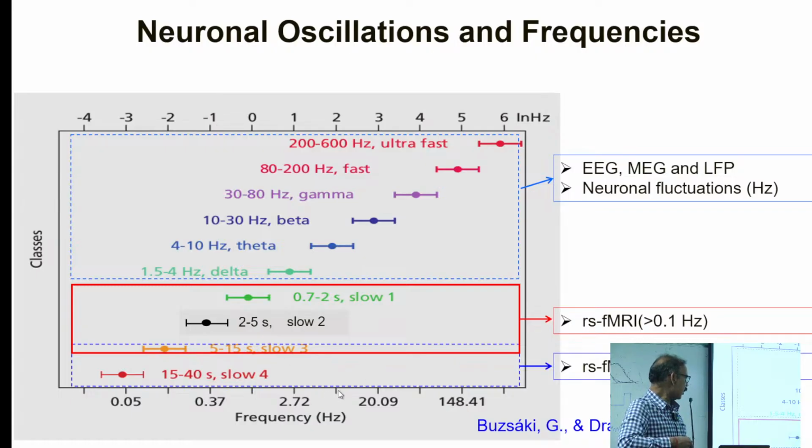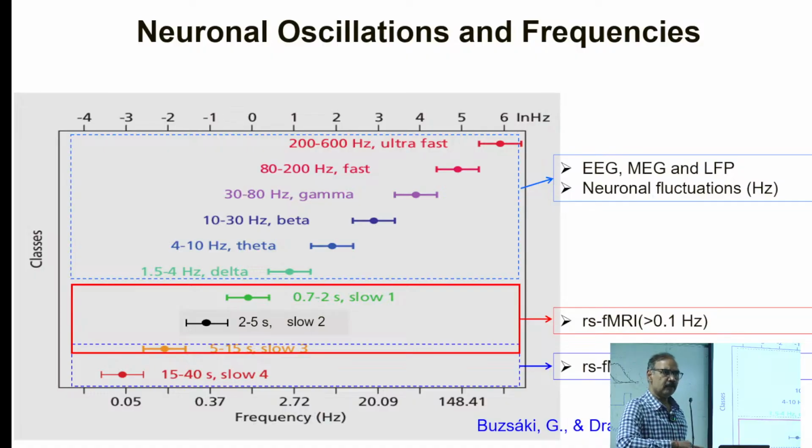In electrophysiology, in this band, there are four frequency ranges, right? Slow 4, which is 15 to 40 seconds. Slow 3 is 5 to 15 seconds. Slow 2 is 2 to 5 seconds. And slow 1 is 0.7 to 2 seconds. So with multiband, we can look at all these frequencies, right?